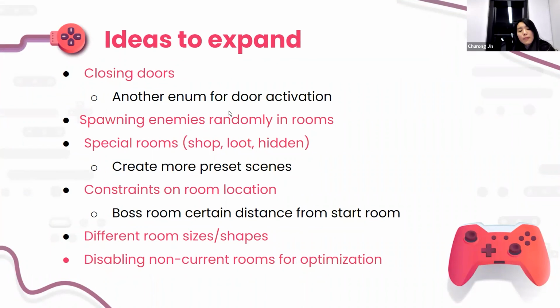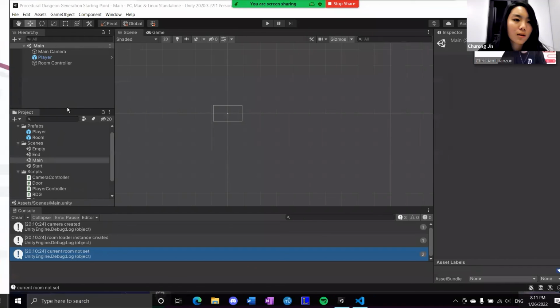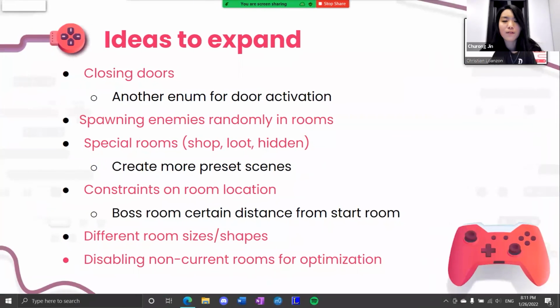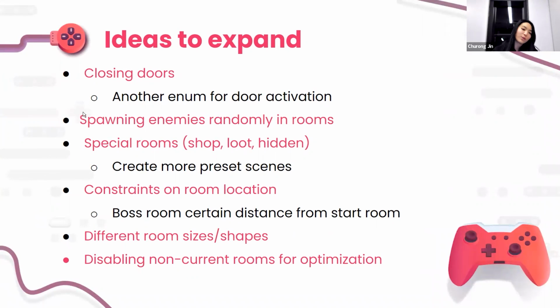And finally, thank you, Richard, for this. We could disable current rooms for optimization purposes. And since we already have a variable storing current room, this would be pretty easy, I think.